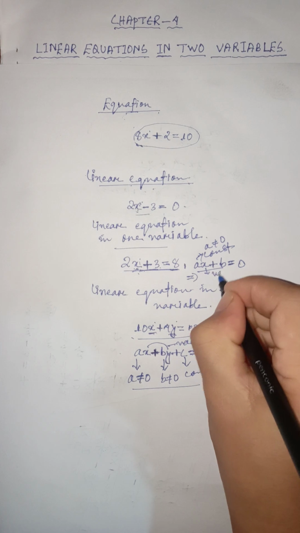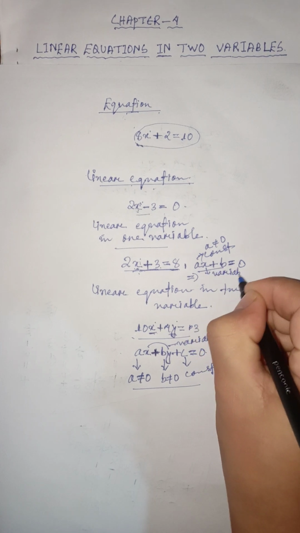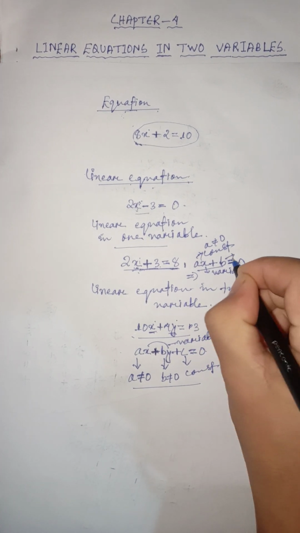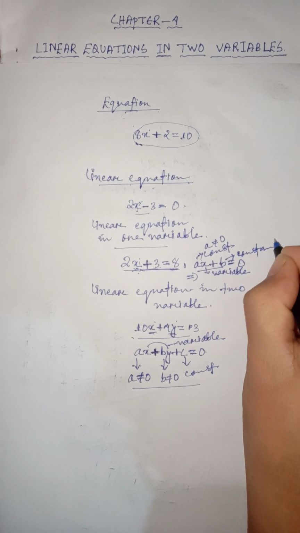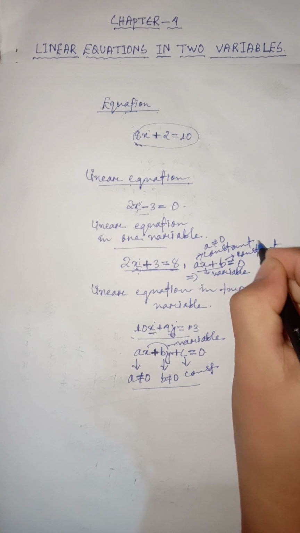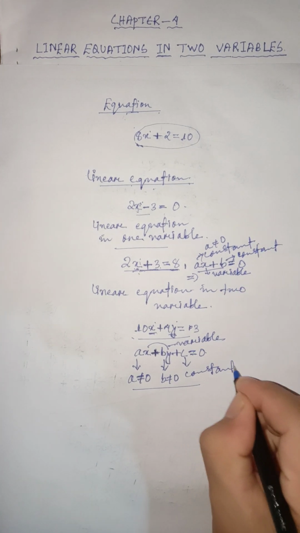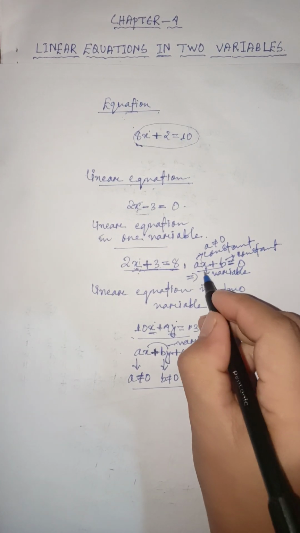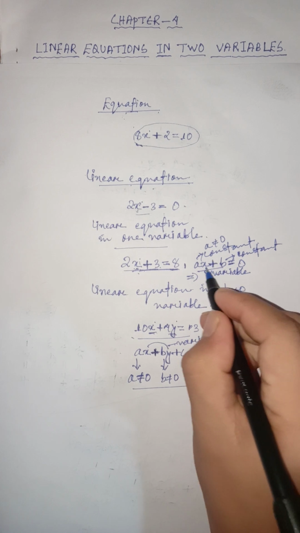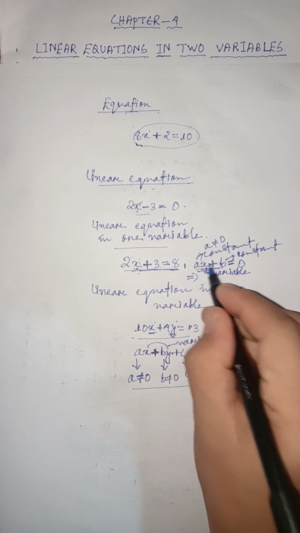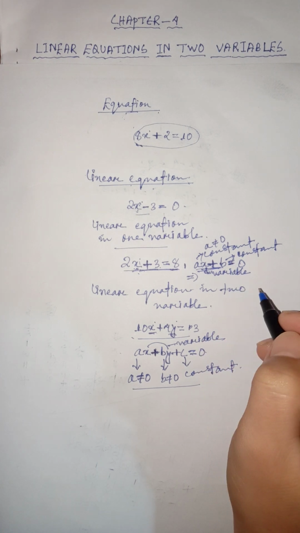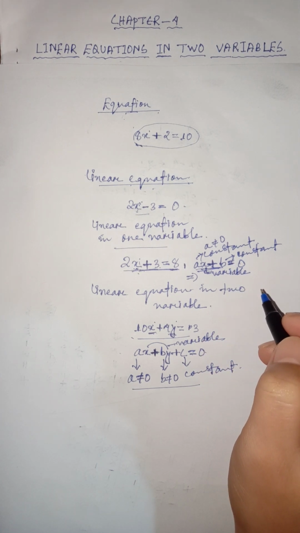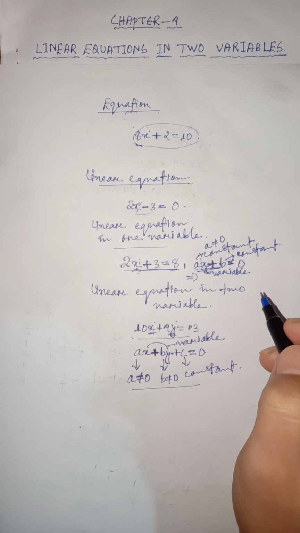Then what is x? It is a variable. And what about this b? It is also a constant. Equations which satisfy this condition, we call linear equations in one variable. Is this clear to all of you?